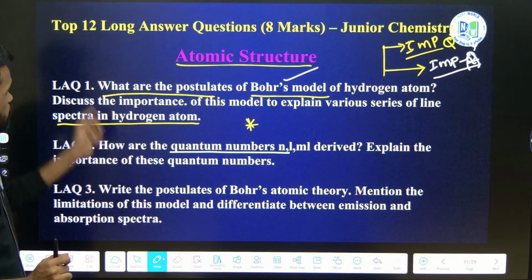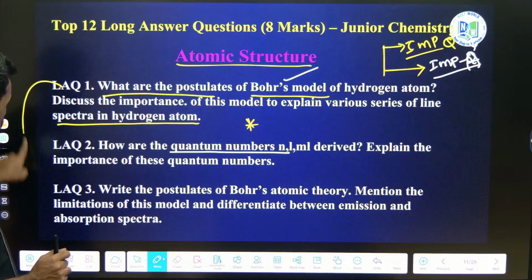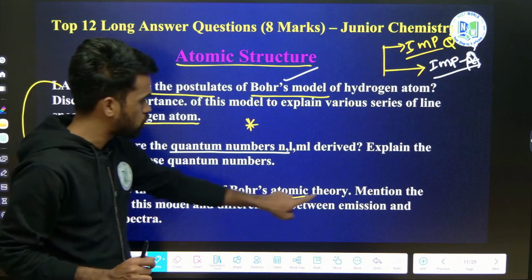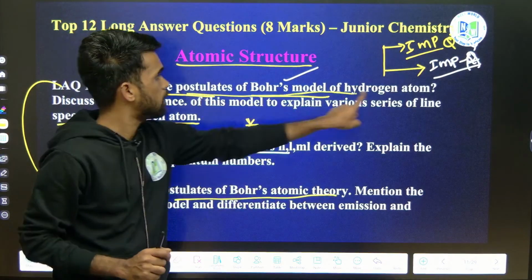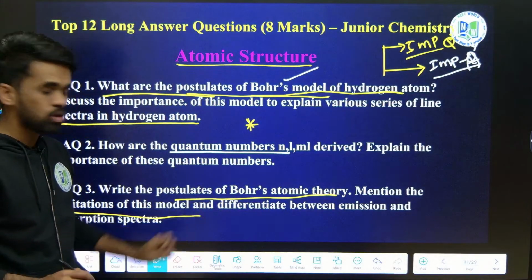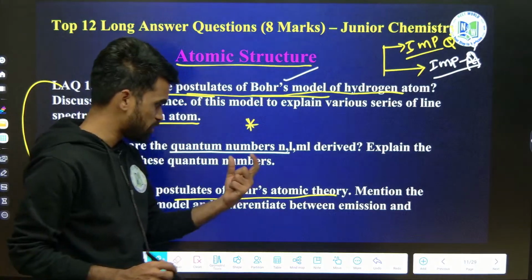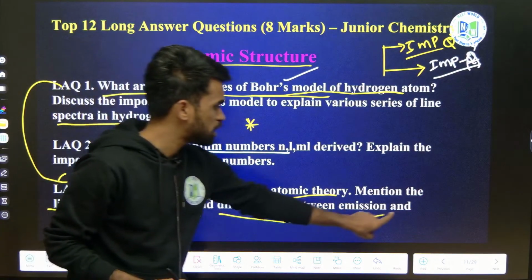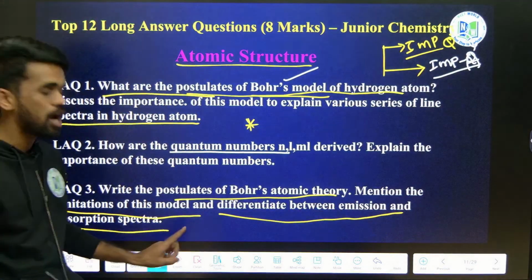Okay, and the same first question can be asked in this way. Write the postulates of Bohr's atomic theory. Yes, up to here it is the same. Okay, mention the limitations of the model. What are the limitations, and along with that, the extra part will be to differentiate between emission spectra and absorption spectra.